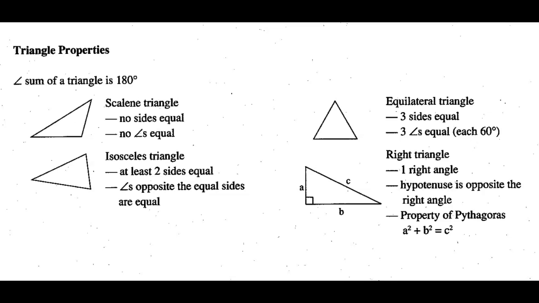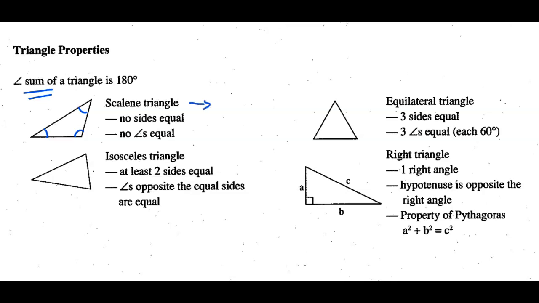All right, now let's look at triangle properties as a review. There are four types of triangles before we move on to Euclidean geometry. First one, the sum of the angles of all triangles is 180. So this angle right here plus that angle, 180. And then within the triangles we have three types.